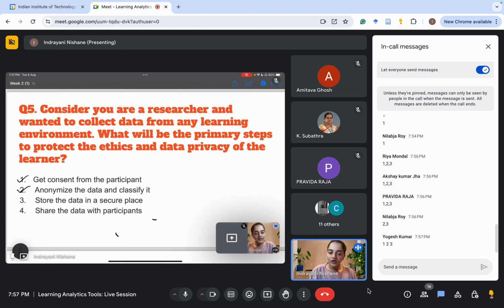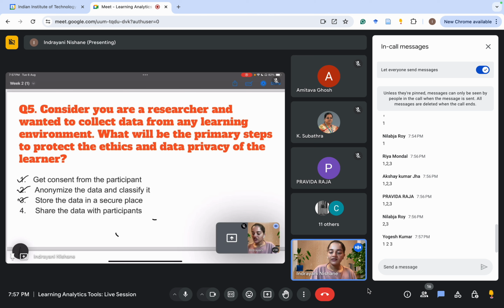Store the data in a secure place. Yes, this also we need to do before we start our data analysis. Ethically, we are supposed to secure the data or store the data very securely, encrypt the data so that even if it is hacked, it will not be open to anyone. So encryption also can come into the picture here.